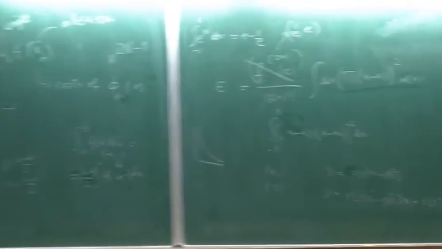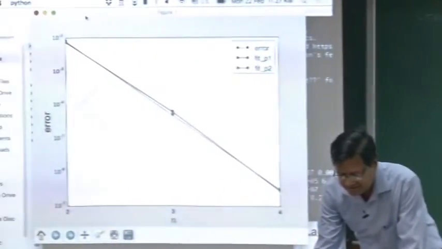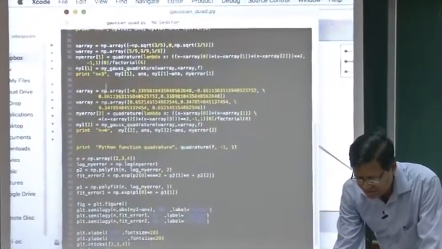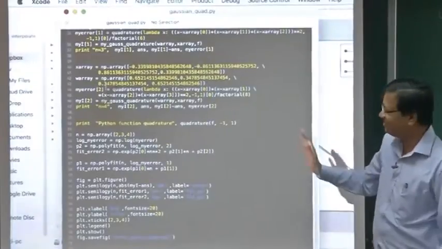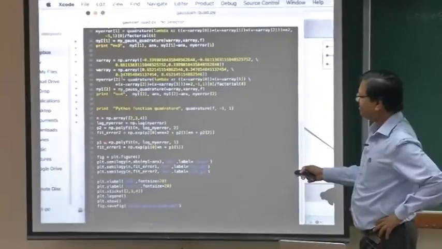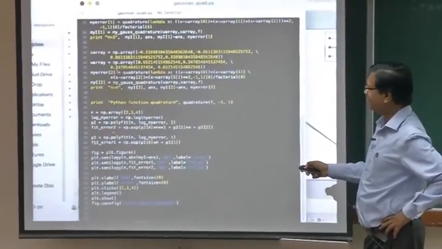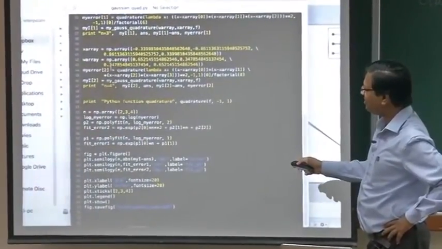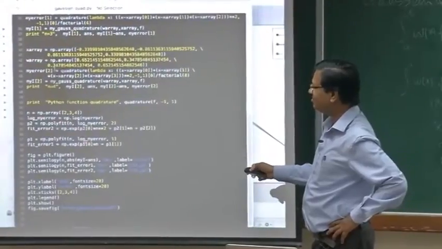So Python has a function. No need to worry right now how it is obtained, but if you want to read, you can read the literature. So polyfit, but I want it in log scale. So I create a log of my error. So this is my y coordinate.